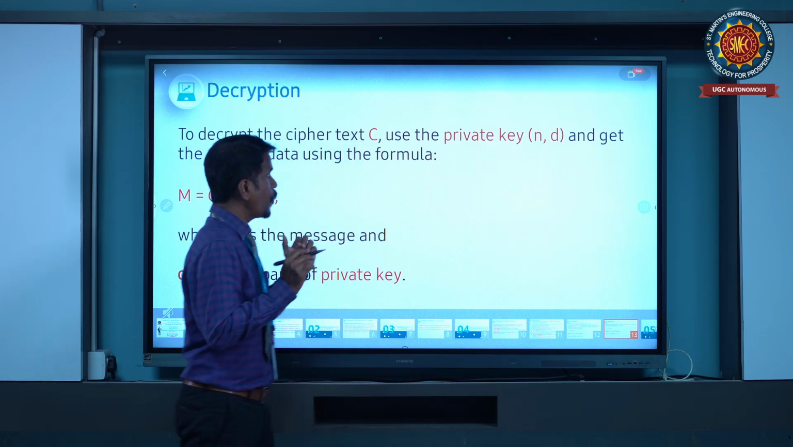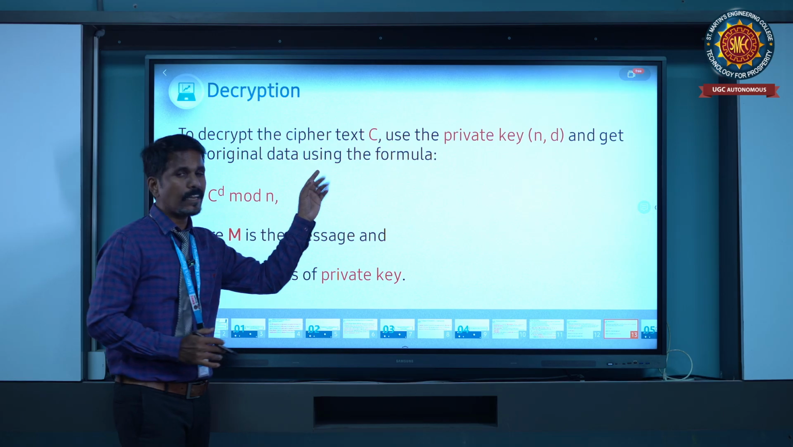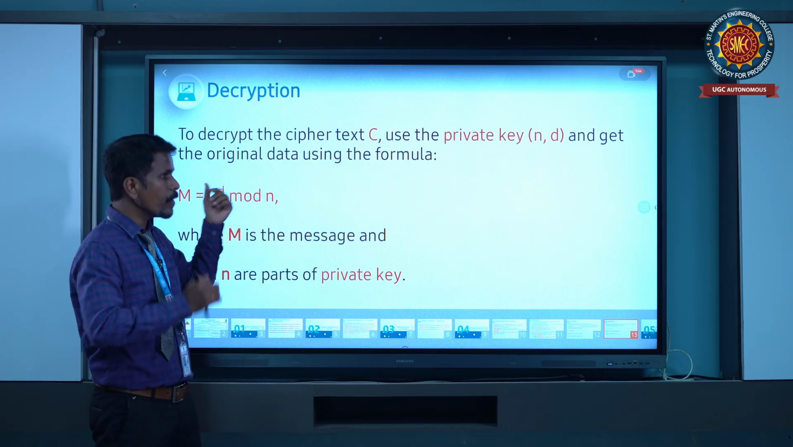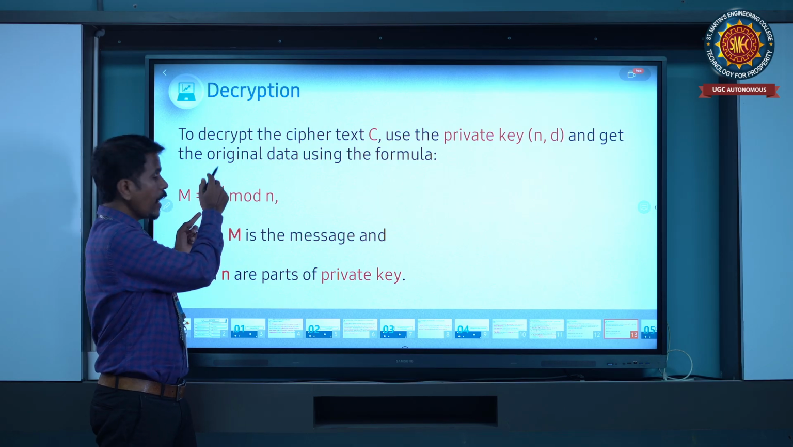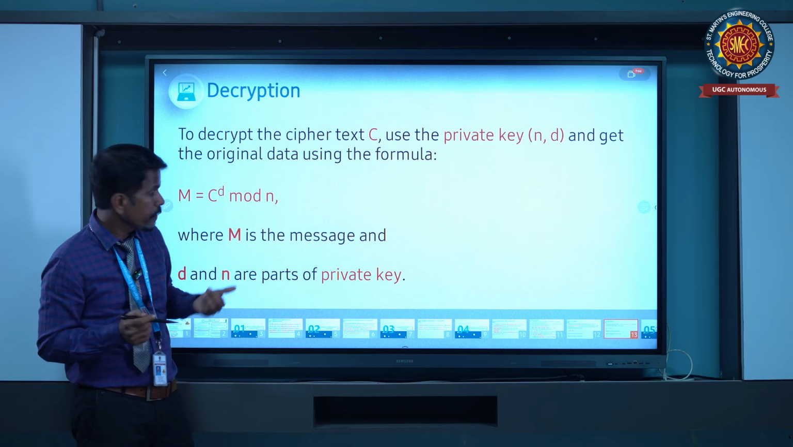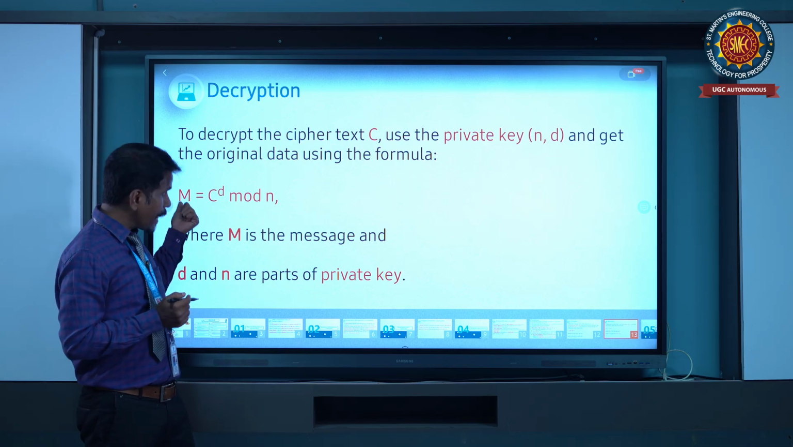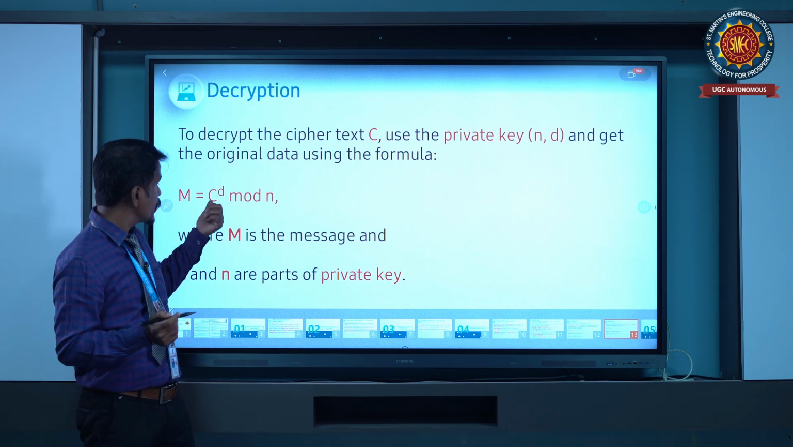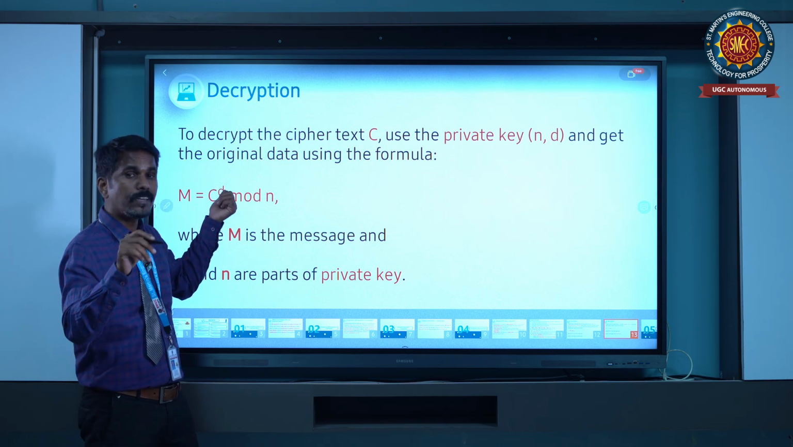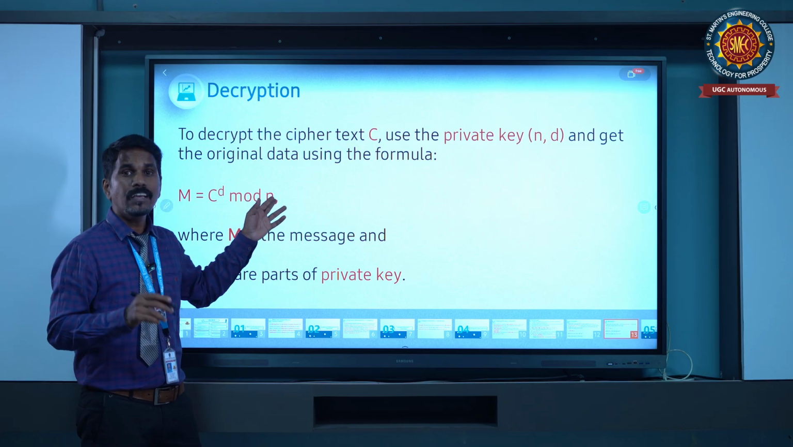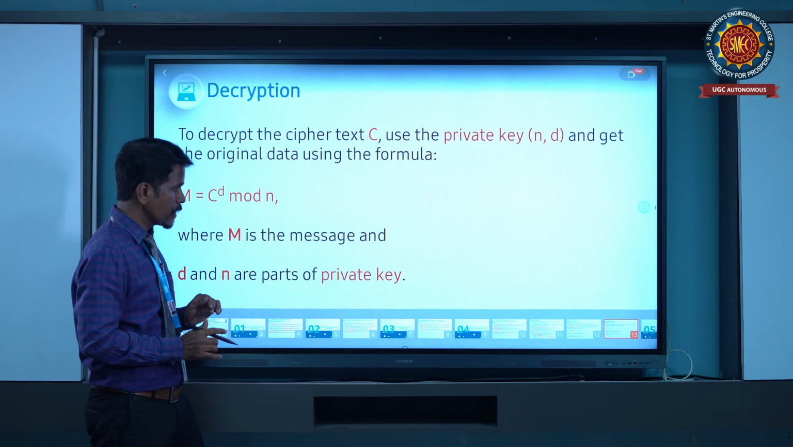Finally we have to convert back to the original data using the formula: M equals C to the power D mod N. Here M stands for the plain text, or another name, message. C stands for ciphertext. D stands for the decryption value, and modulus N is the product of the prime numbers. We know this very well, so this explanation is given.